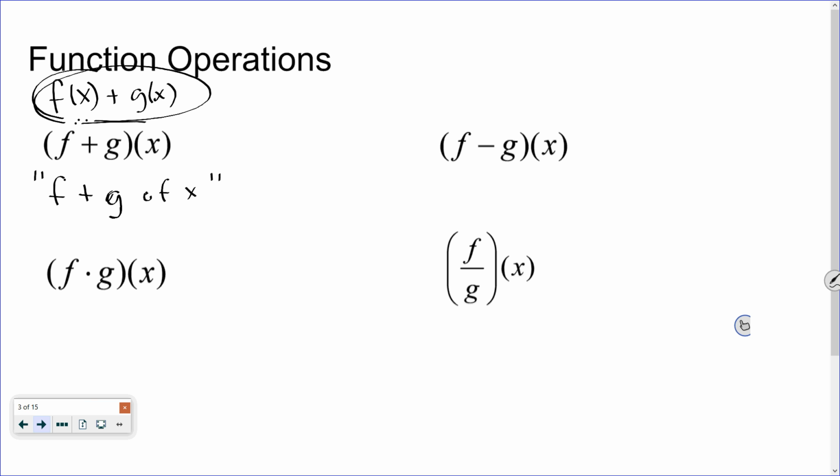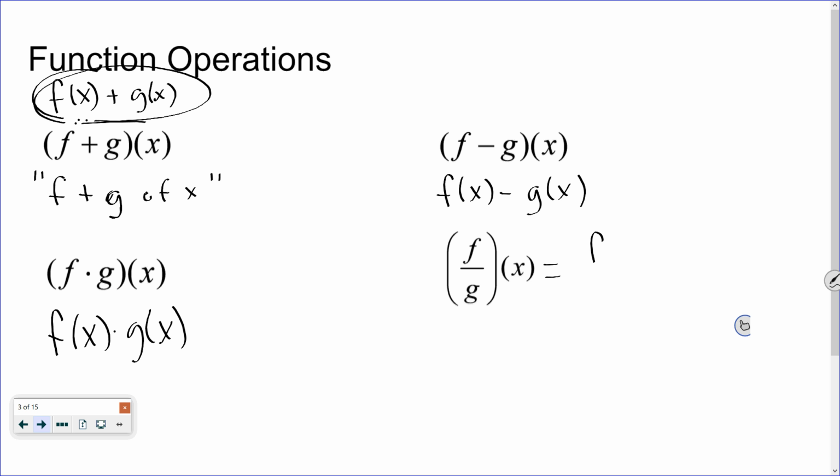So this next one is f minus g of x, but again, it just means f of x minus g of x. F times g of x, which again just means take what f of x is and times g of x. And the last one, f divided by g of x, which just means to take f of x over g of x. So write all those down.